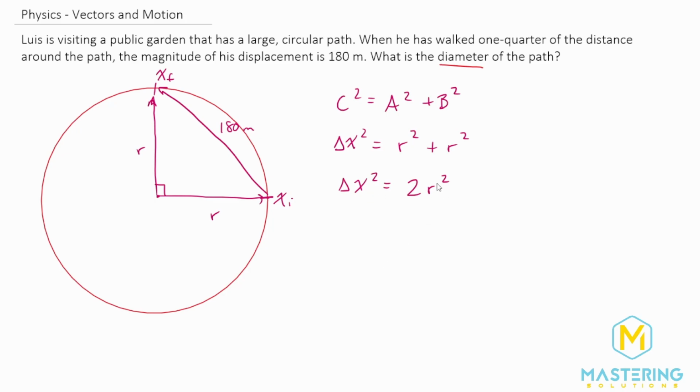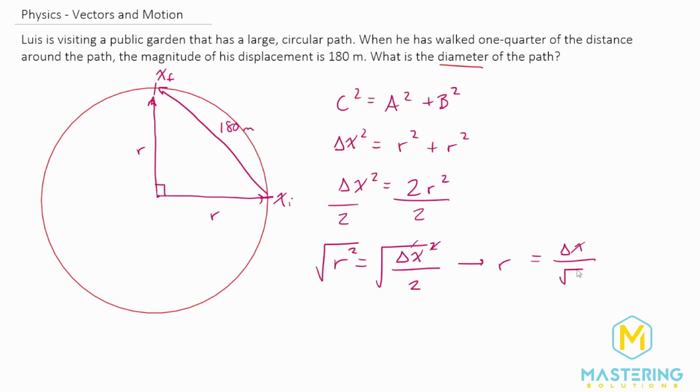So now we want to isolate r by itself. Let's divide both sides by 2. So now we have r squared is delta x squared over 2. Now to isolate it, let's take the square root of both sides. That is going to give us r is equal to, the x squared will cancel, leaving us with only delta x over the square root of 2. So now we can plug in the value here. So r is equal to delta x, which is 180 meters, divided by the square root of 2.